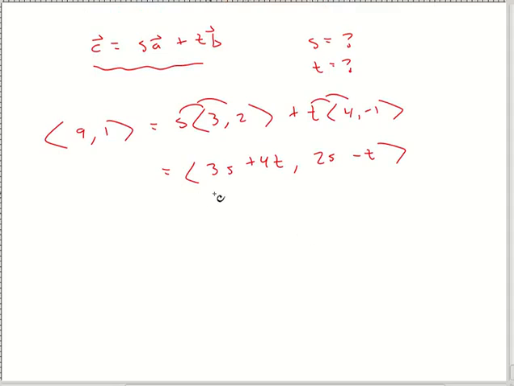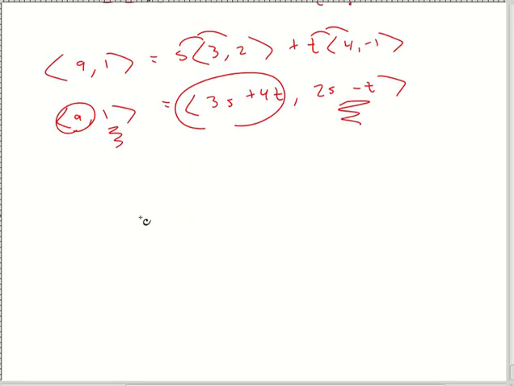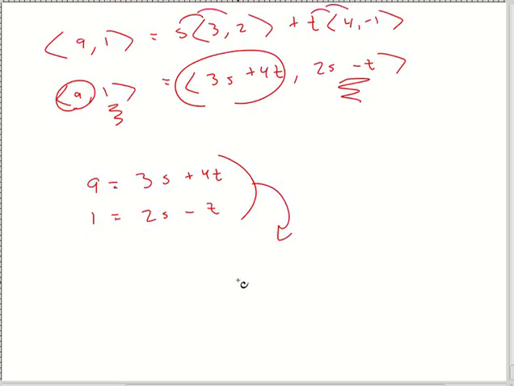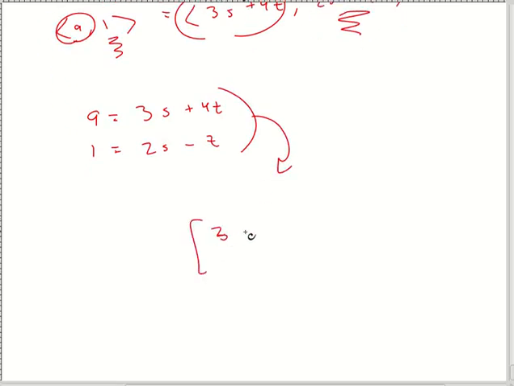So what do I do now? Well, this is supposedly equal to 9, 1, right? So this should be 9, and this should be a 1. And so basically 9 is equal to 3s plus 4t, and 1 is equal to 2s minus t. So these are my equations. Can you guess what you can use? Oh yes, you can use a matrix. Wow. Do y'all remember matrices? I'm gonna assume no, because I'm not gonna end on this, but you can RREF it.